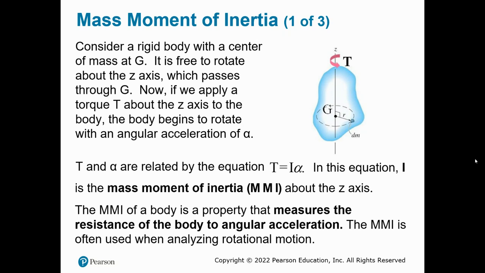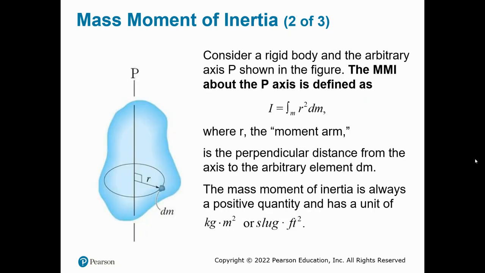In this equation, this I is the mass moment of inertia, MMI, about the z-axis. The MMI, mass moment of inertia, of a body is a property that measures the resistance of the body to angular acceleration. The MMI is often used when analyzing rotational motion. So, in other words, how hard is it to get this thing to rotate?